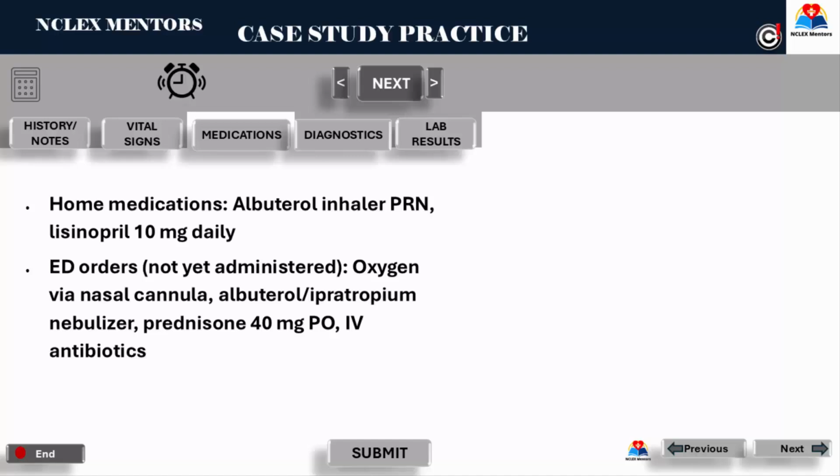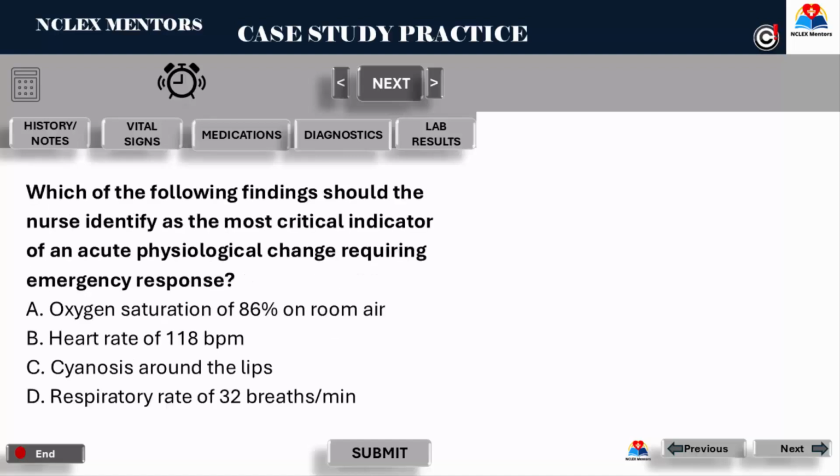Now that we've gone through the scenario, I'll be giving you 6 important questions based on this case. Each question will test your understanding of prioritization, delegation, and appropriate nursing actions. Take a moment to review the details, and we'll jump into the questions next. Ready?